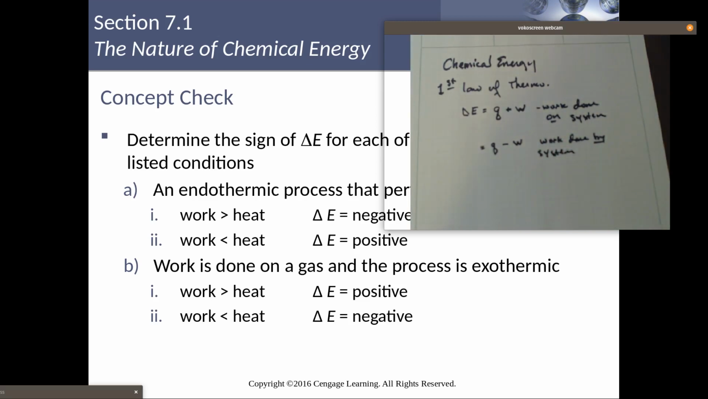And I'm highlighting this, not that they're two different equations, but the difference is in how I go about calculating this quantity work. And I think we'll denote that as a W prime as work done by the system. And in both cases, Q is the heat added to the system. So if I add heat, it's positive. If I remove heat, it's negative, and so on.